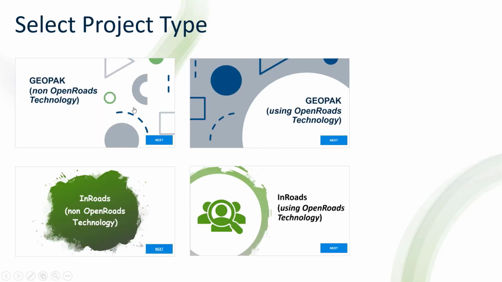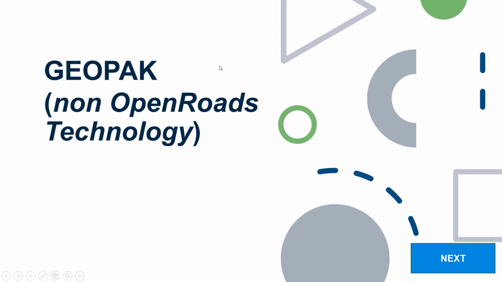So in this presentation, we're going to be looking specifically at a GEOPAK project using non-OpenRoads technology. So for example, this could be an SS2 project, SS3, SS4, or even an SS10 project, but it's using all legacy GEOPAK applications and no OpenRoads technology.